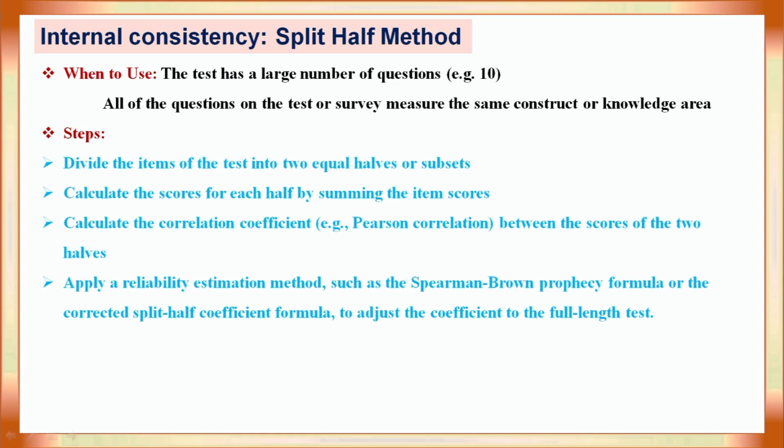Then we will calculate the correlation coefficient between the scores of the two halves. And as we are calculating the correlation coefficient based on only half the test, you need some correction method. So, here comes the role of the Spearman-Brown prophecy formula, which corrects the split half correlation coefficient you get from the half test, and adjusts it for the full length test. Now, it looks a little bit theoretical, we will try to do it in Excel in some subsequent class.